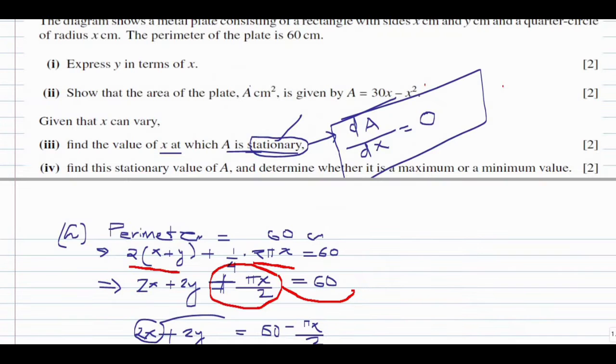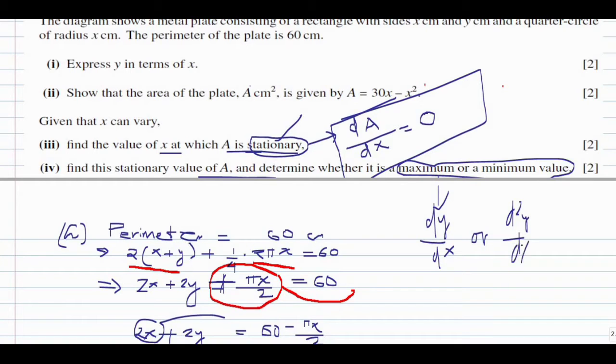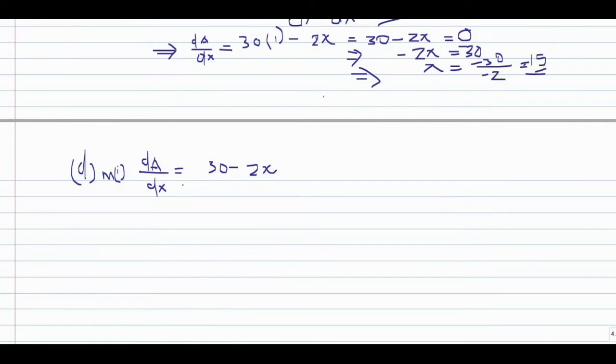So the value of x is 15. And the last question is, find the stationary value of A and determine whether it is a maximum or minimum value. We have to determine whether that critical value is a maximum value or a minimum value. So here we have two methods. One is with first differentiation and the other with the second differentiation.